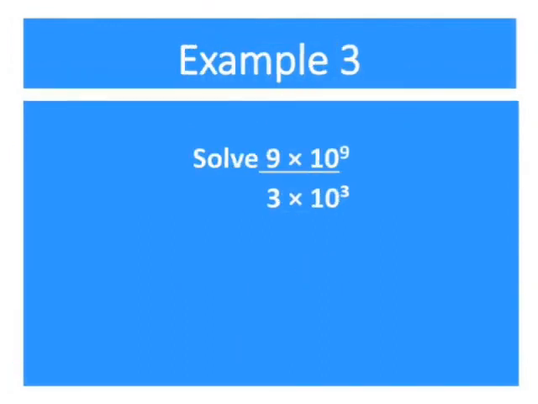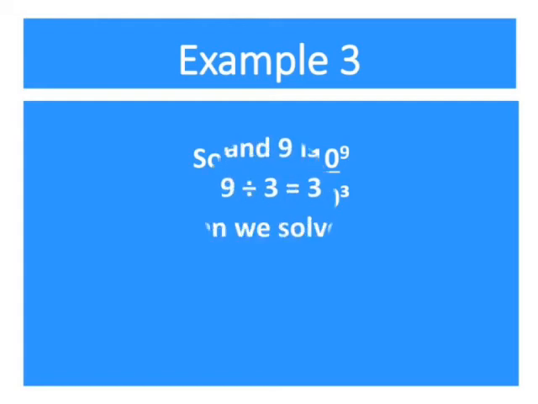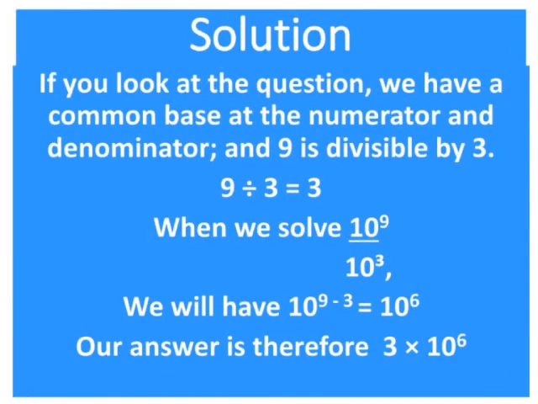Example 3. Solve 9 times 10^9 divided by 3 times 10^3. Solution. If you look at the question, we have a common base at the numerator and denominator, and 9 is divisible by 3. 9 divided by 3 will give us 3. When we solve 10^9 divided by 10^3, we'll have 10^(9-3). This will give us 10^6. Therefore, our answer is 3 times 10^6.